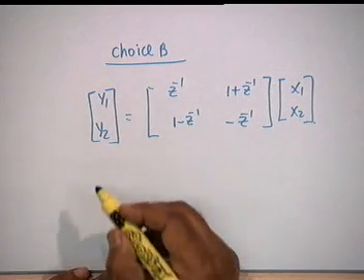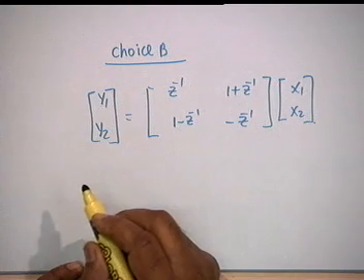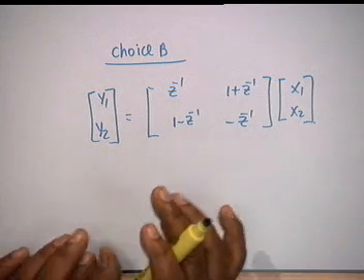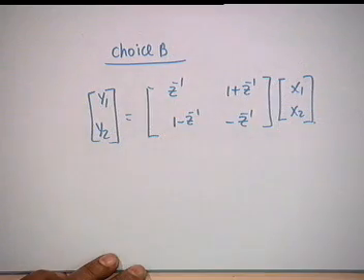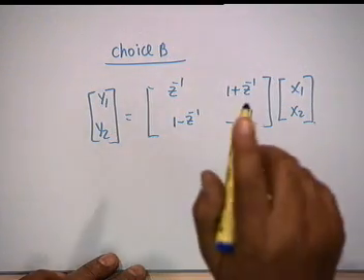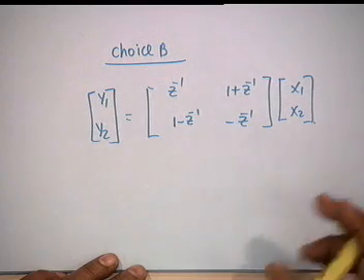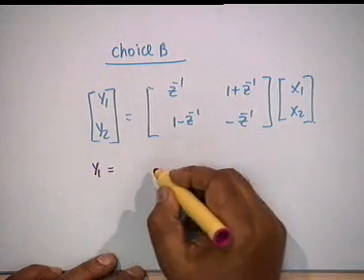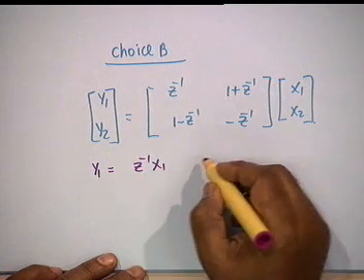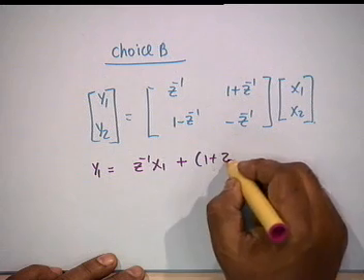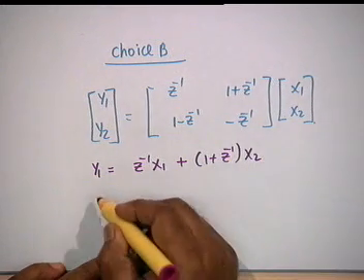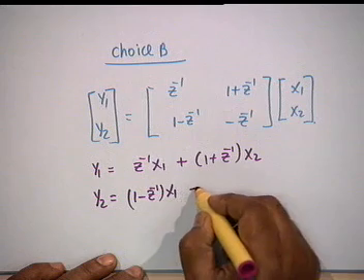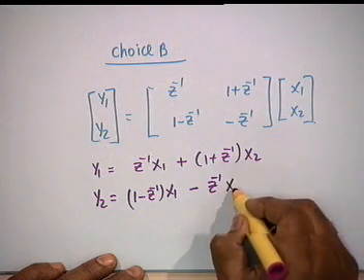So let's write the equations for y1 and y2 and try to do some manipulation so that we aim at one delay. One multiplier has been assured because we have taken this out. It is a multiplier extraction, and therefore we have y1 equal to z inverse x1 plus (1 plus z inverse) multiplied by x2. y2 is (1 minus z inverse) x1 minus z inverse x2.